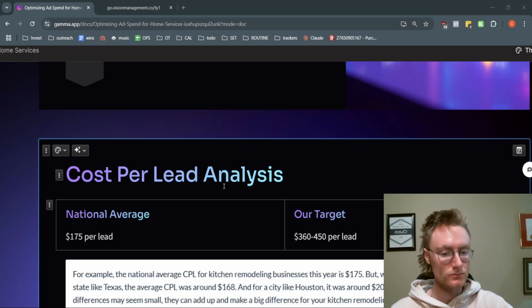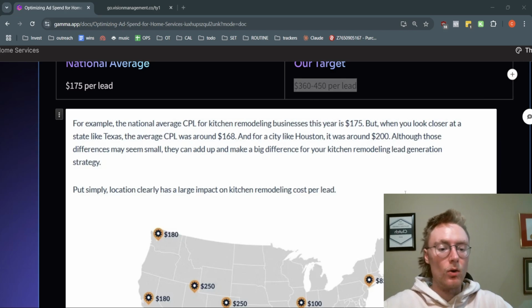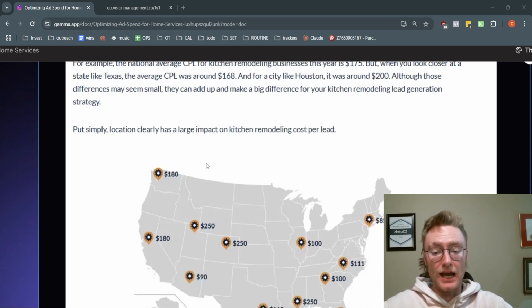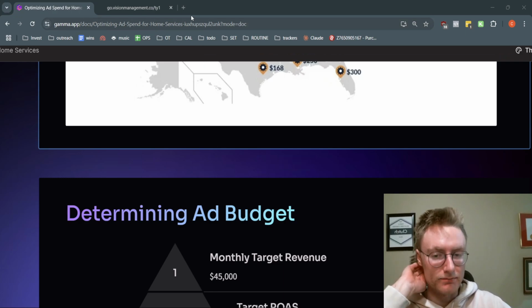And then you have to remember, if you aren't able to resonate with people and sell them on why you're the right choice, they won't convert. That will lead to a high cost per lead or a low close rate, basically. And this is why, when we look at this, we often recommend starting with local service ads.